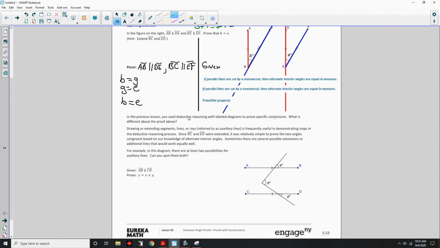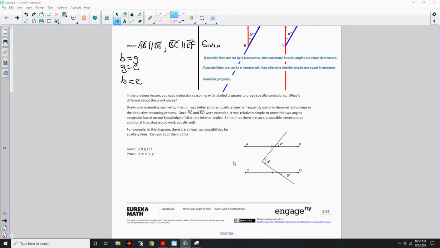Sometimes there are several possible extensions or additional lines that would work equally well. For example, in this diagram, there are at least 2 possibilities for auxiliary lines. Can you spot them both? So before you decide what to extend, you have to look at what we're trying to do. And we're told that segment AB, you see a little arrow here and arrow here, AB is parallel to CD. We want to prove that angle Z equals angle X plus angle Y.